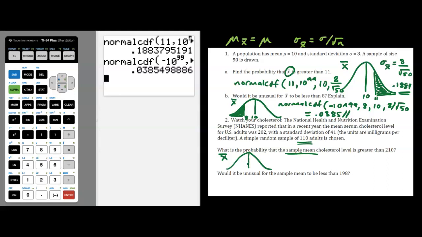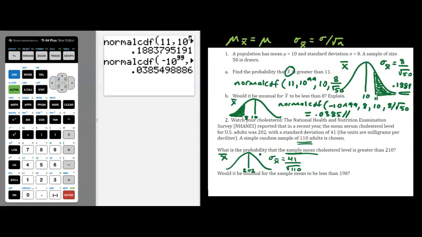The mean of the distribution of sample means is the same as the mean in the general population, so that's 202. And the standard deviation of the X bar distribution is the standard deviation in the population, 41, divided by the square root of the sample size. The biggest mistake that students make with this stuff is they say that the standard deviation of this distribution is just 41, because it says in there the standard deviation is 41, but that's referencing the population. It's not referencing this new distribution that arises.